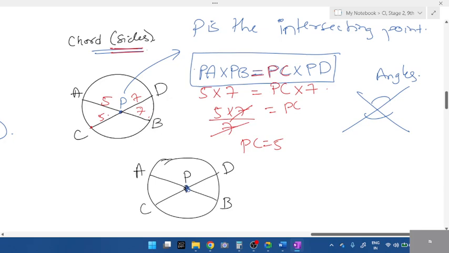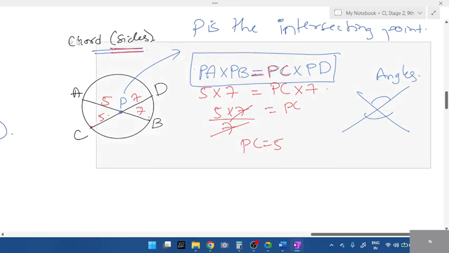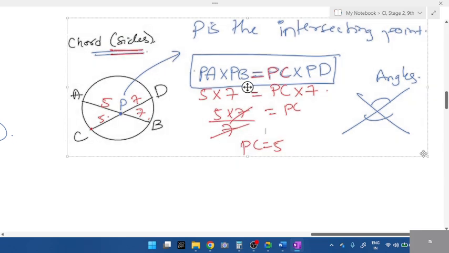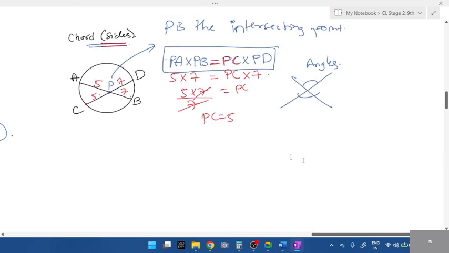Very good. So if P is the center, what will be the value? Everything will be the same, right? AP is 5, PB will be 5 and so on, because they are the radius. So here the concept is, apart from the center, if P lies somewhere else, then we use PA into PB equal to PC into PD. Now what are these two lines, AB and CD? Are they chords or secants? Chords, right? The same formula we use for secants.